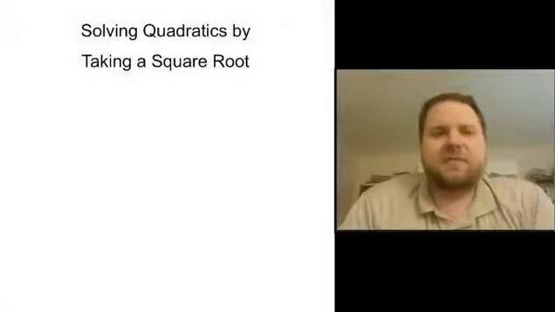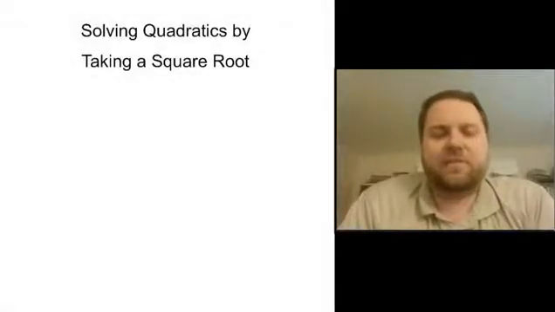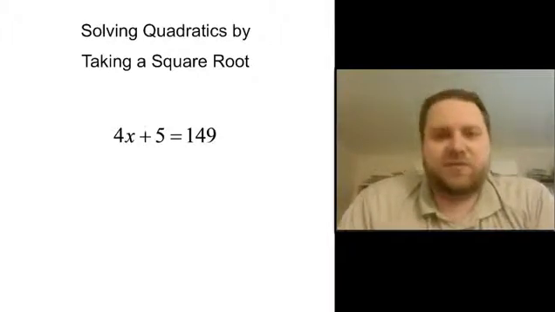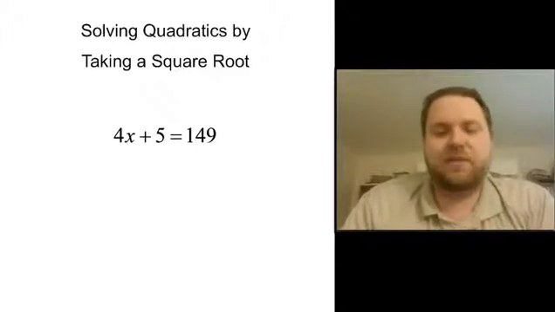Alright, the first thing we're going to look at is how to solve a quadratic by doing what's called taking a square root. Before we do any of that, let's just review a little bit what it means to solve an equation. So let's take this equation, 4x plus 5 equals 149, and let's solve it.